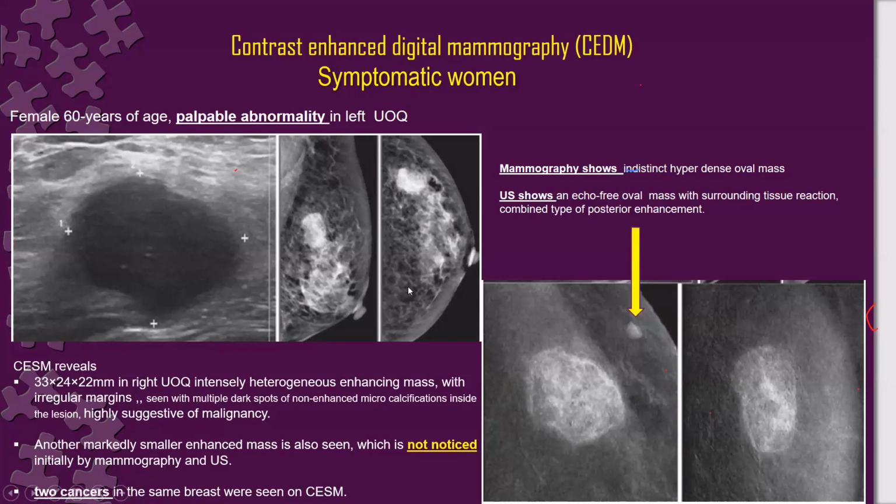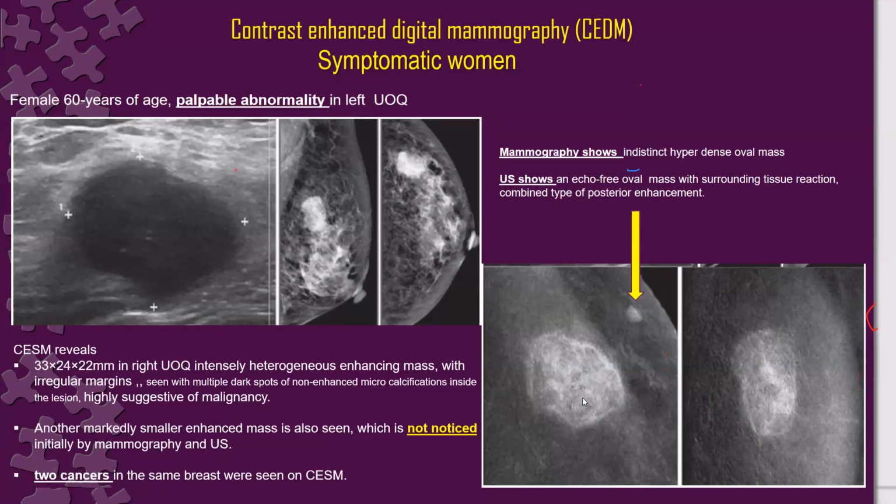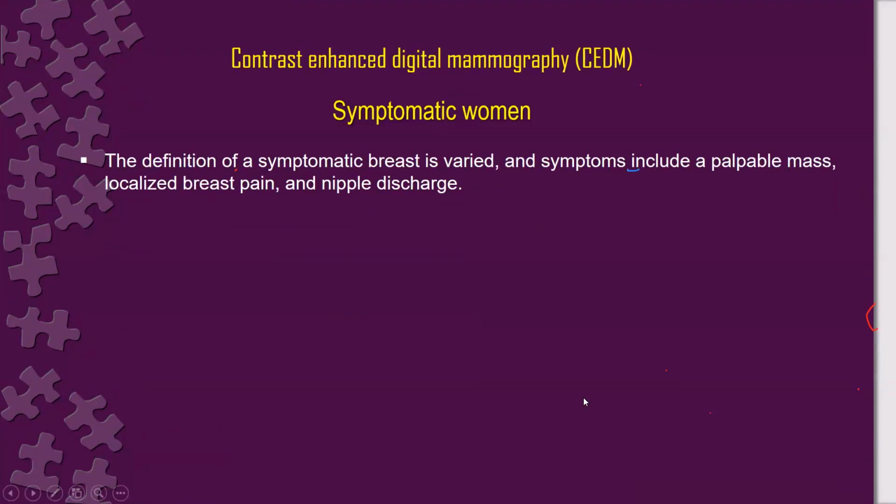Can you see the mass? It is not a cyst. It demonstrates heterogeneous enhancement and irregular margin. Another enhancing lesion is seen adjacent to that one, and was proven to be a malignancy. So the definition of symptomatic breast varies, and the symptoms include palpable mass, localized non-cyclic pain, and nipple discharge.